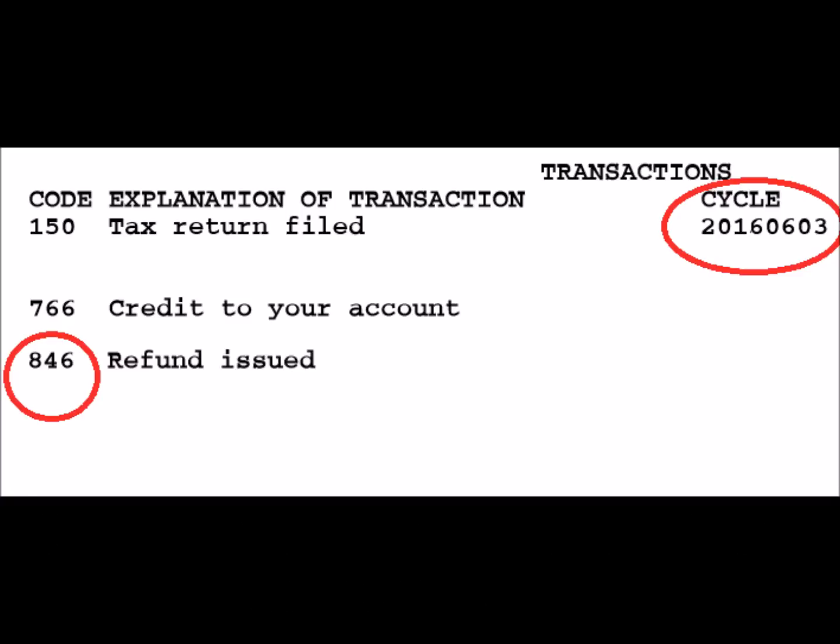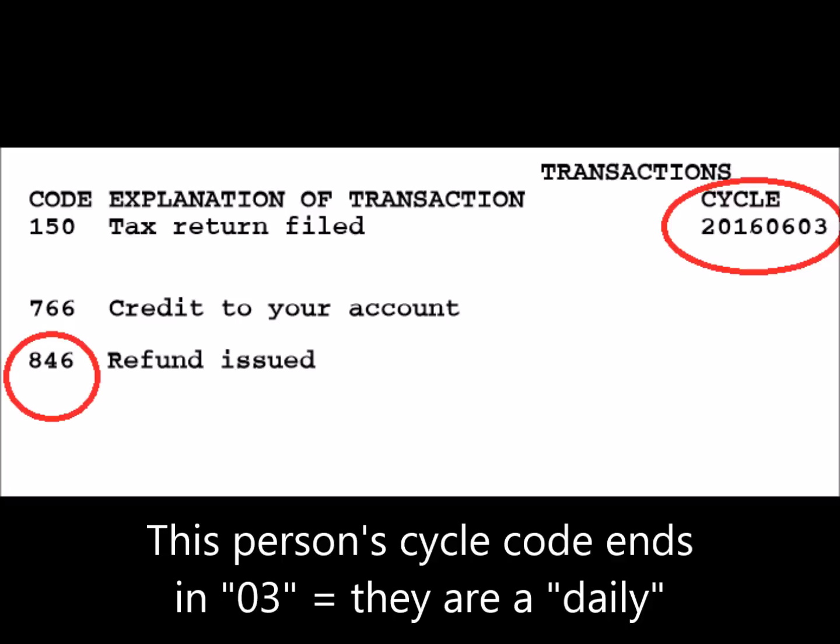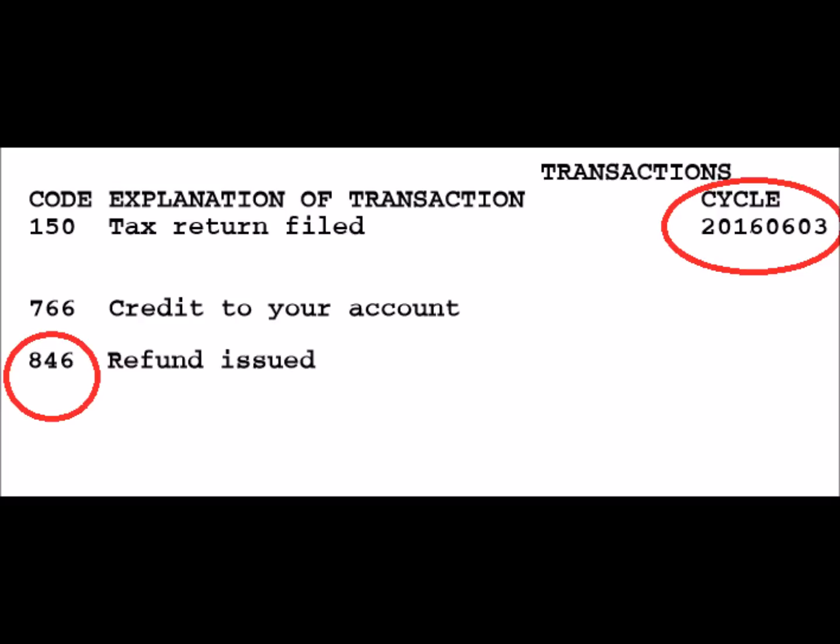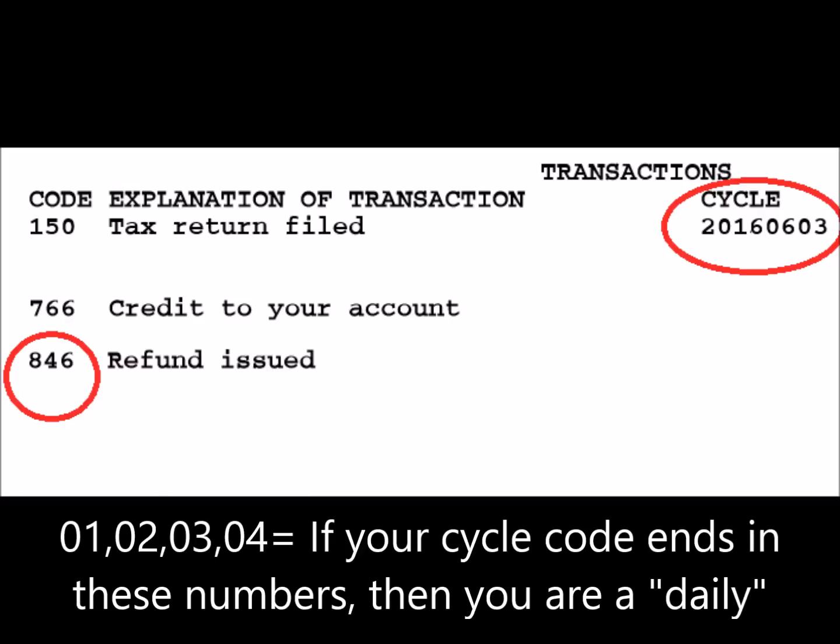Now, one thing about the cycle code is it can tell you, and I'm sure you've heard this terminology before, people refer to someone being a daily or someone being a weekly when they're referring to their transcripts. In this case, this person, whose cycle code ends in 03, or the third day of the cycle, would be considered a daily. Someone who is considered a daily would have a cycle code that ends in either 01, 02, 03, or 04. If your cycle code ended in 01 through 04, then you know you would be a daily. And basically what that means is your refund could come any day of the week, pretty much.